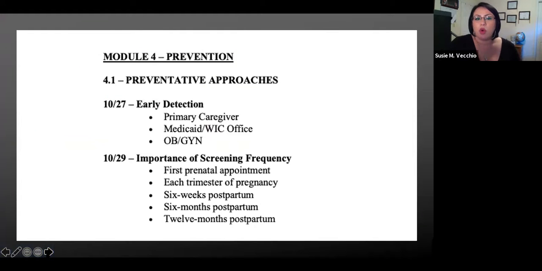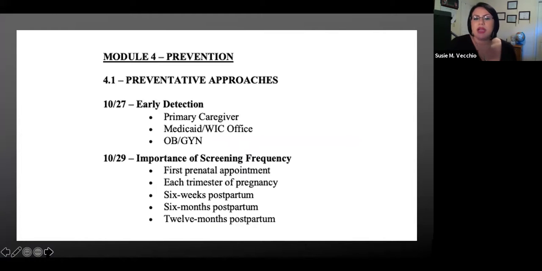And one of the most important parts of this is preventative approaches. So how do we know if a woman or her husband or her partner or same-sex couples are experiencing any kind of these issues? So the most important is early detection. And in order to do so, it's the role of the primary caregiver or the OBGYN and even the Medicaid or WIC office to start looking at issues that the mother or father may be experiencing before pregnancy, during pregnancy, and after pregnancy.